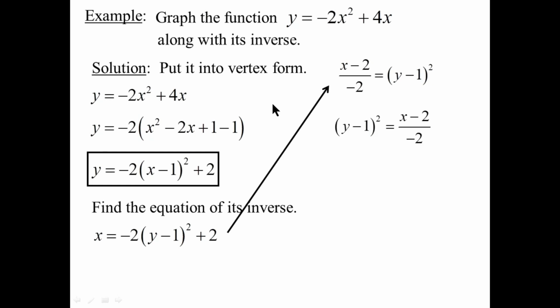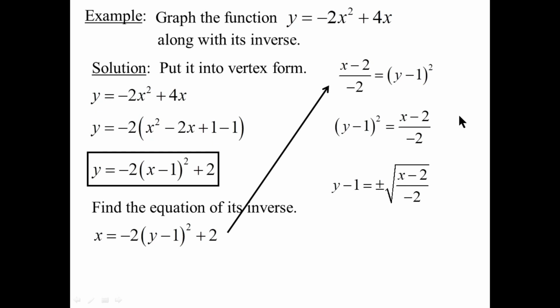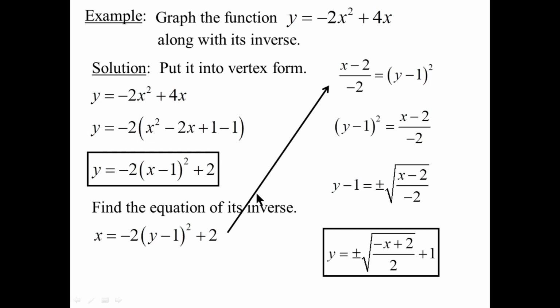Now take the square root of both sides. Don't forget to go plus or minus, and don't forget to include the entire fraction underneath a radical sign. Add 1 to both sides, and we have the equation of the inverse. So we have the equation of the inverse, and we have the equation in vertex form of the original, and the challenge was to graph the function along with its inverse. Let's do that.